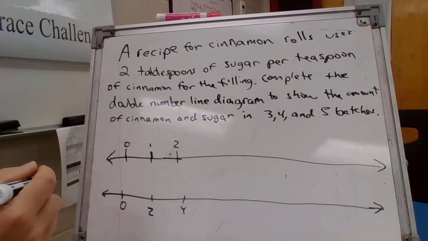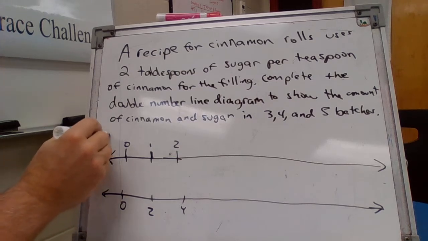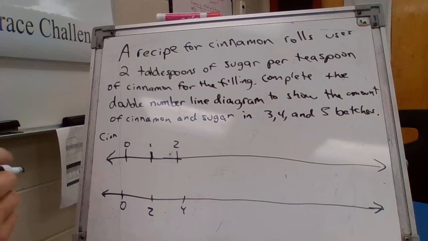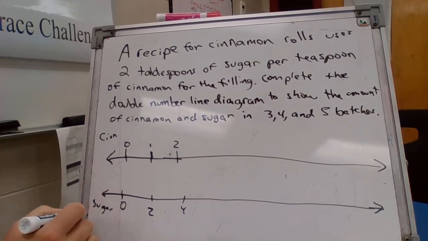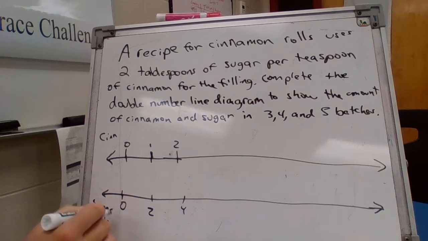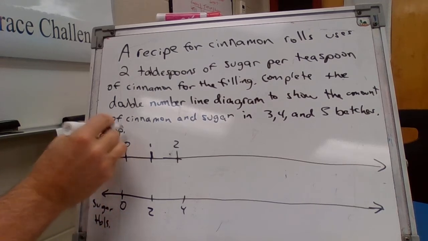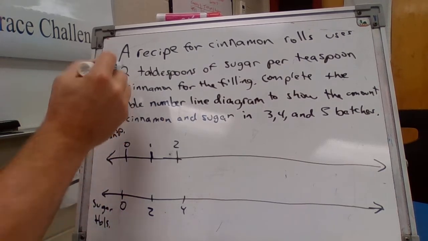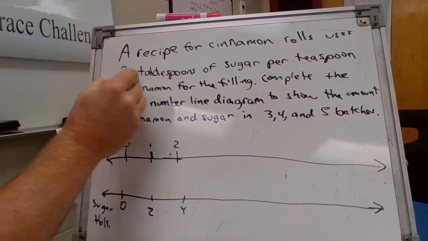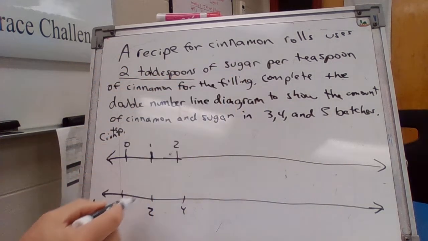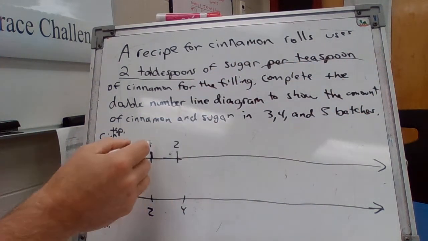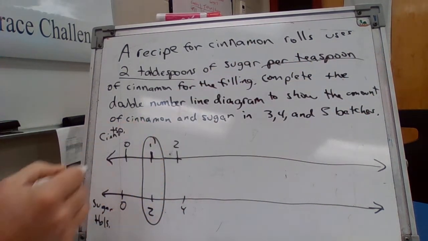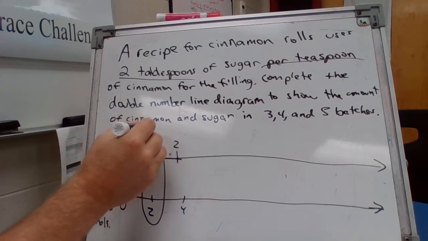Let me label this, I'm sorry. Cinnamon. This is sugar, okay? This is tablespoons. This is teaspoons, okay? So it tells us 2 tablespoons of sugar, right here, per 1 teaspoon of cinnamon, okay? So that's one batch, okay?